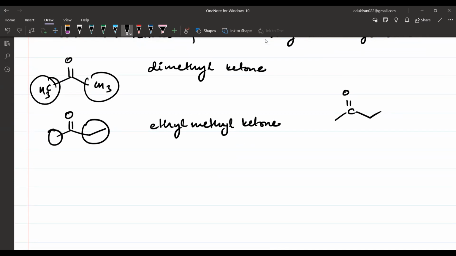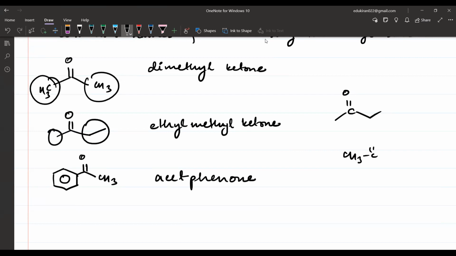Right, next. Now there is another structure which is very important for you to remember. Now again, we have got CH3 and carbonyl carbon. So that means this is going to start with aceto. And then we have this benzene ring, so aceto, then you have the phen, and one for the carbonyl carbon. Whenever you have CH3, C double bond O, obviously it is going to be aceto. Then you have the phenyl group, so it is acetophenone.